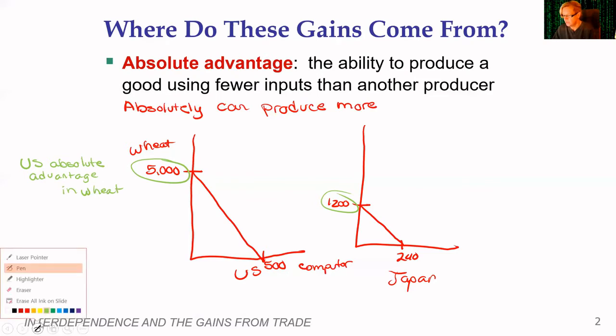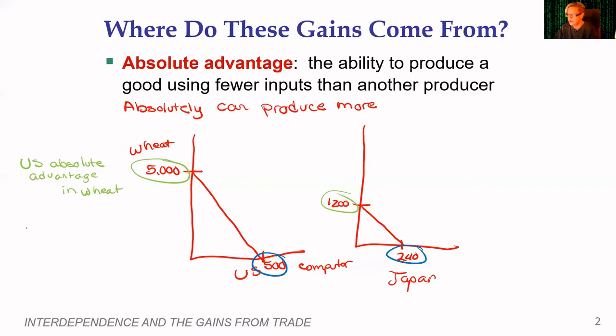Then we look at the computer axis and we say, okay, who absolutely can produce more? The US can produce 500, Japan can only produce 240. So the US also has an absolute advantage in computers.